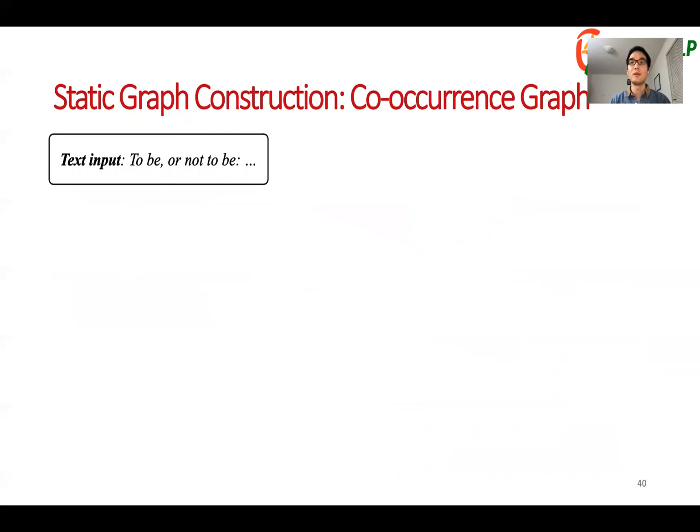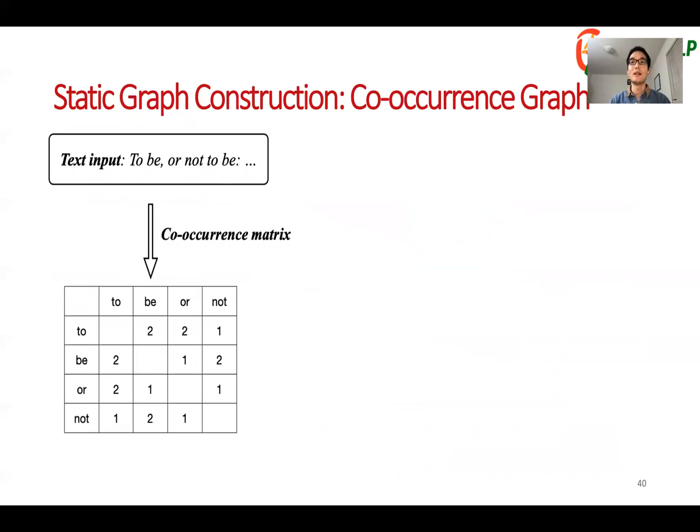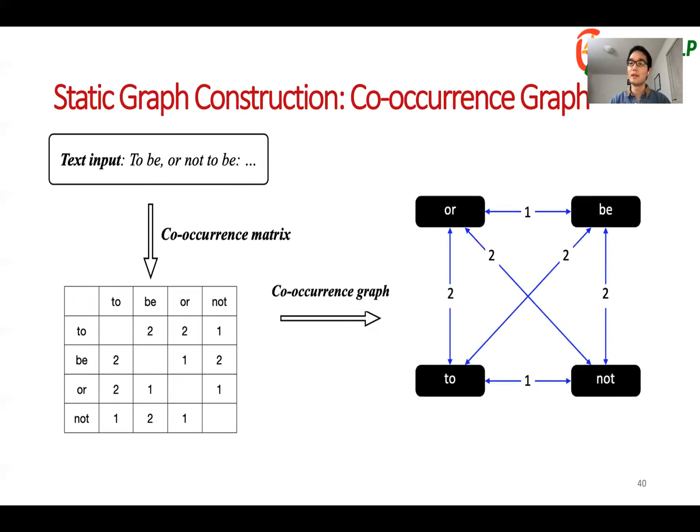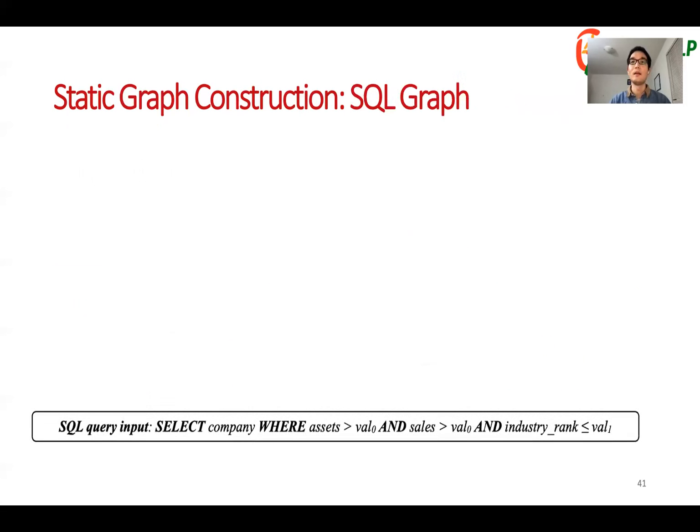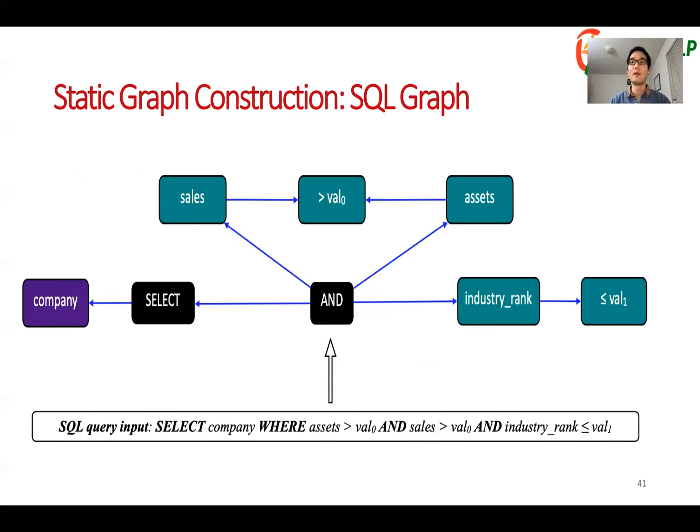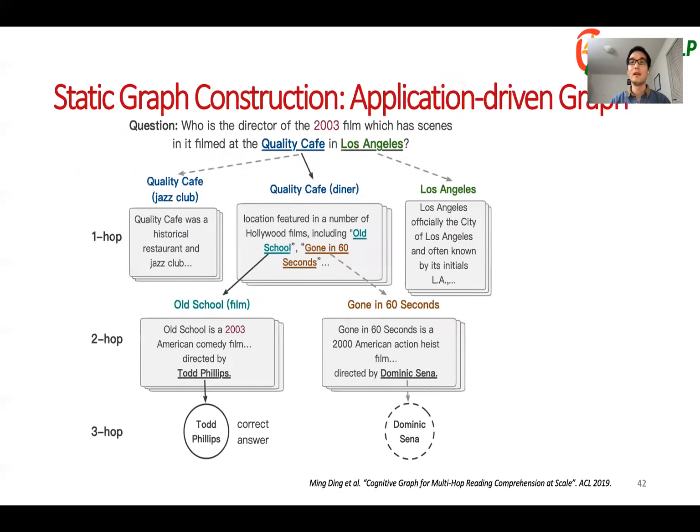In order to capture the word co-occurrence information, one can regard the co-occurrence matrix as an adjacency matrix, and then construct a graph containing each unique word as a node. Some logical forms, such as SQL queries, can also be naturally represented as a graph, which will capture the relations among various objects. There are also various application-driven graphs which augment text with rich information and are highly coupled with a specific NLP task.